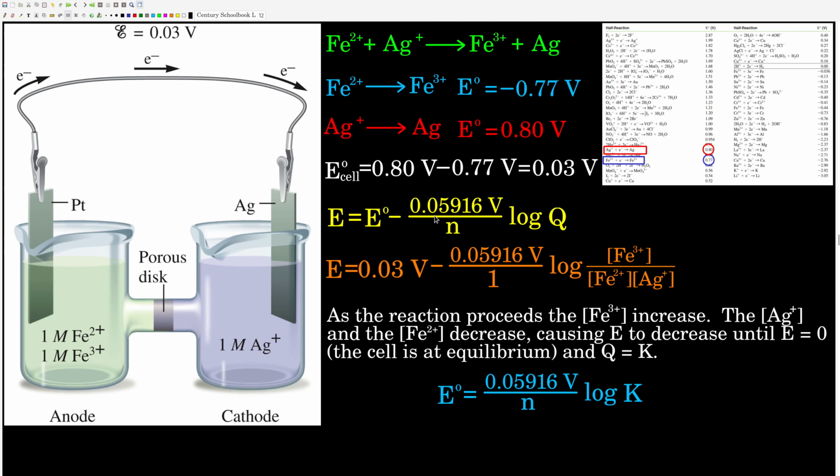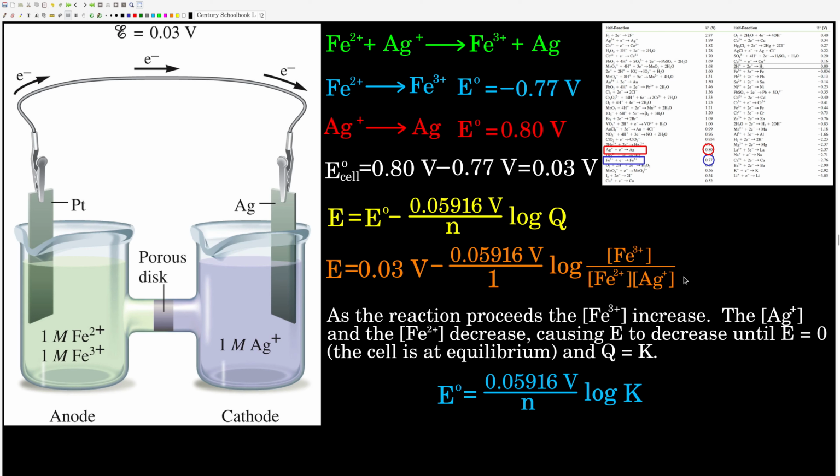So now that we know E0 of the cell, we can use this in the Nernst equation and see that the E of the cell is equal to E0, 0.03 volts, minus 0.05916 over N. In this case, N is 1 because one electron is lost when iron 2 is oxidized to iron 3, and one electron is gained when silver ion is reduced to silver. So N is 1. And log of Q, which is products over reactants. The solids do not appear. So we have the concentration of iron 3 on top, the concentration of iron 2, and the concentration of silver ion in the bottom.